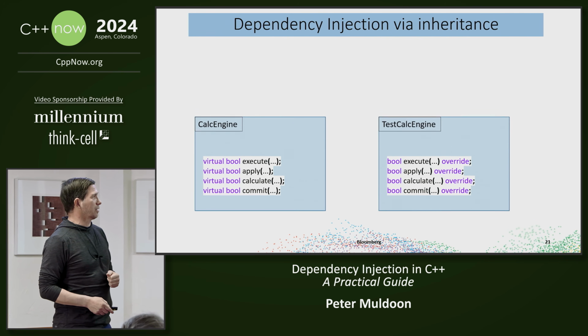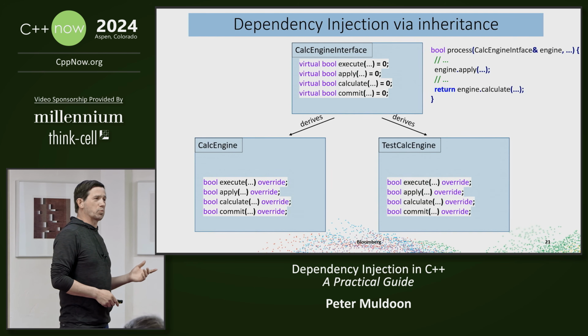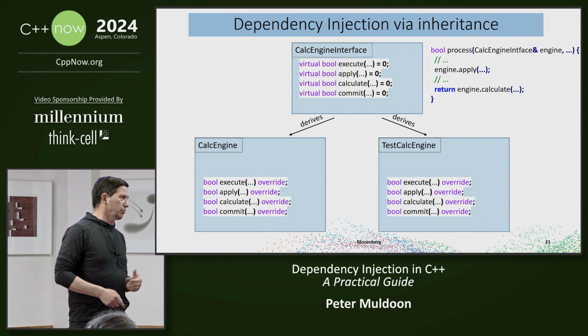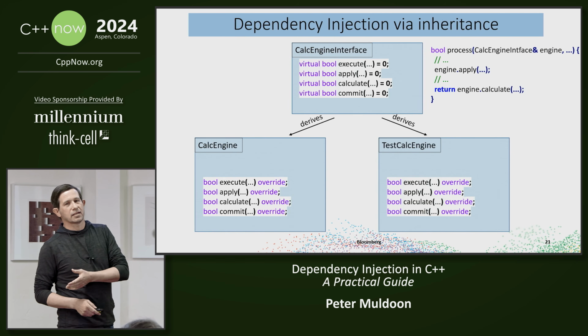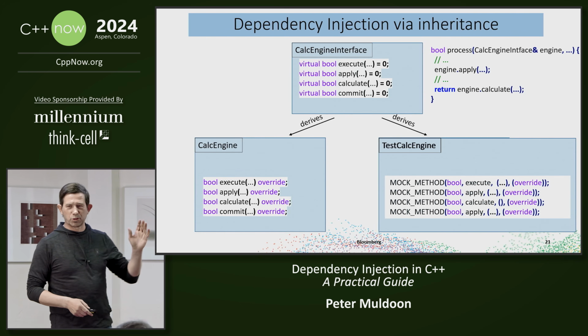The other way of doing it is you can have an interface. Again, it's quite popular. You put a pure virtual interface together, and that will derive our real CalcEngine on one side and our test on the other, and we can drop them in. And this is quite standard, so you can just put your mocks in here.